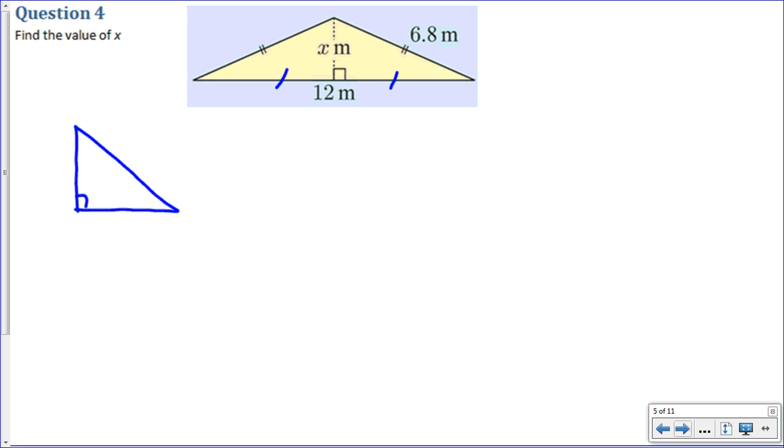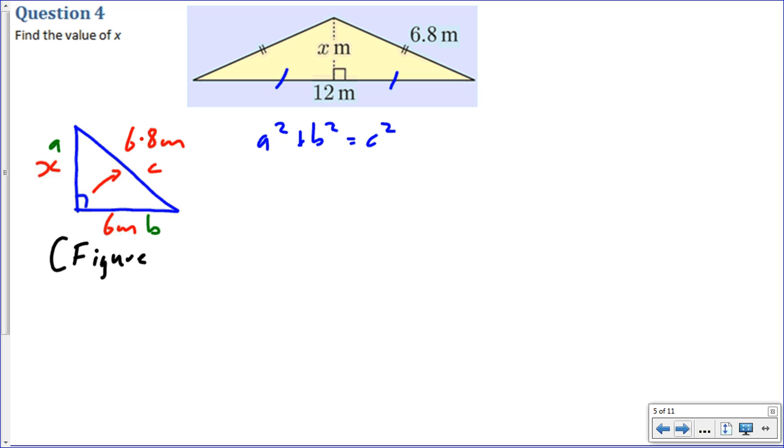So that side there is going to be x, that's going to be 6.8 meters. And the base now is only half the 12, so that's going to be 6 meters. Again, I go through and label this triangle, so opposite the right angle is C, and my other two sides are going to be A and B. Again, we're just dealing with Pythagoras, so a squared plus b squared equals c squared. And so now we have got our figure, and our facts going on our figure, and we've got our formula.